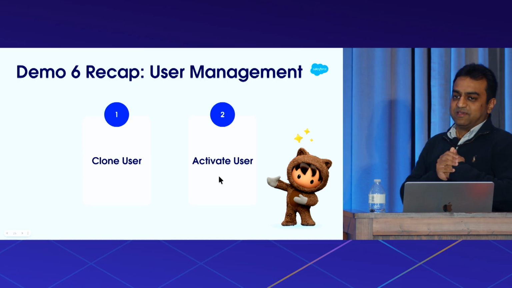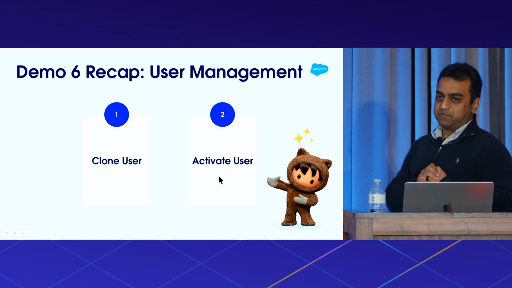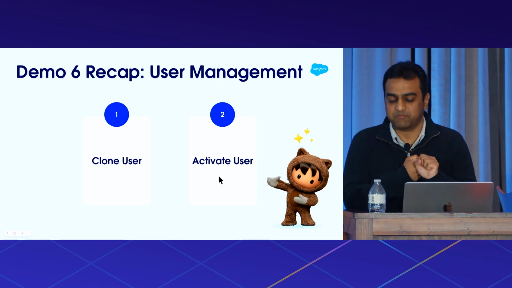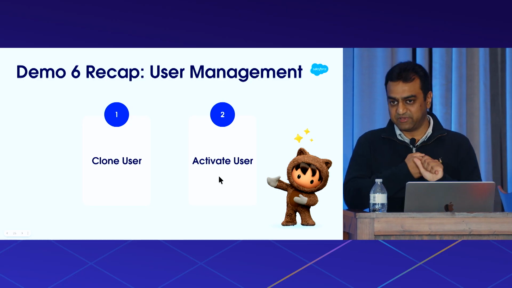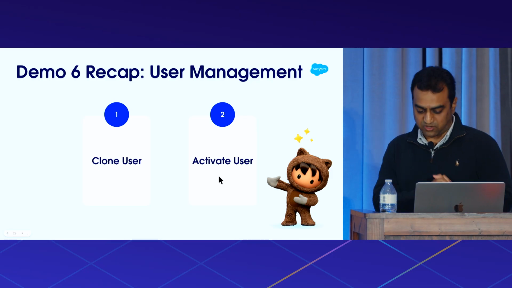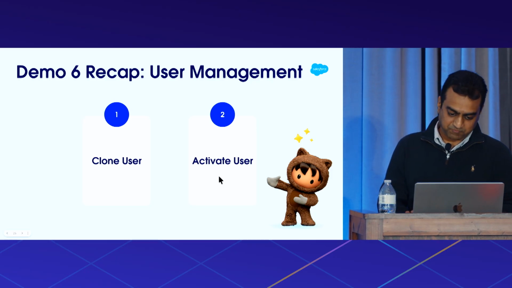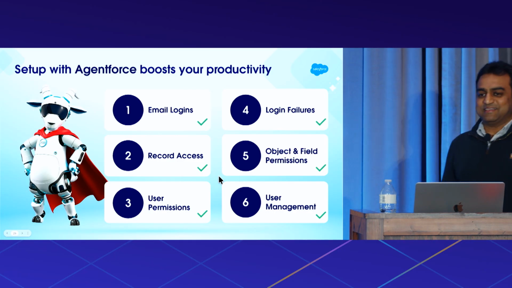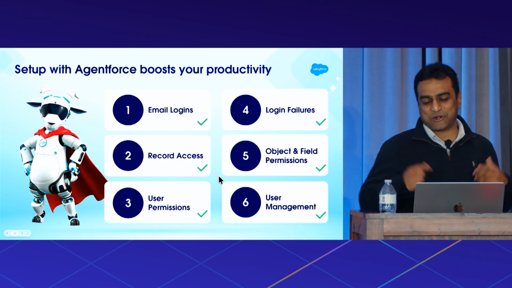Let's recap. The agent was able to help John clone the user in under 5 minutes, and also activate the user so that Ron is ready to go to work as soon as he logs in. Whew, that was a lot. That was a lot of demos.